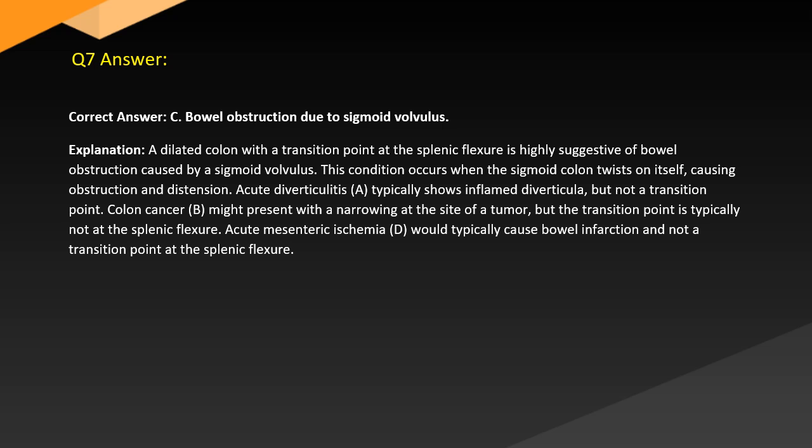Acute diverticulitis typically shows inflamed diverticula but not a transition point. Colon cancer, B, might present with a narrowing at the site of a tumor, but the transition point is typically not at the splenic flexure. Acute mesenteric ischemia, D, would typically cause bowel infarction and not a transition point at the splenic flexure.